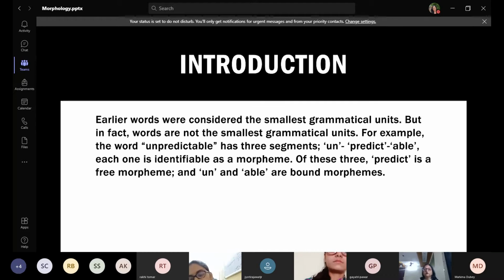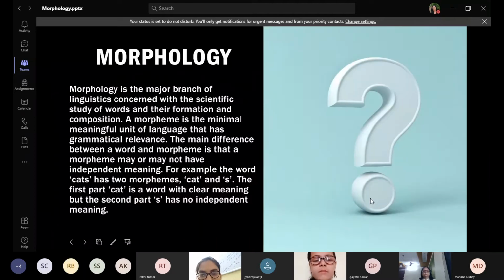So when you describe this word unpredictable, you will say that this word has three morphemes, and one morpheme is a free morpheme, and there are two bound morphemes in this word. Predict is a free morpheme, un and able are bound morphemes. Okay, is this clear so far? Yes, ma'am. Okay.